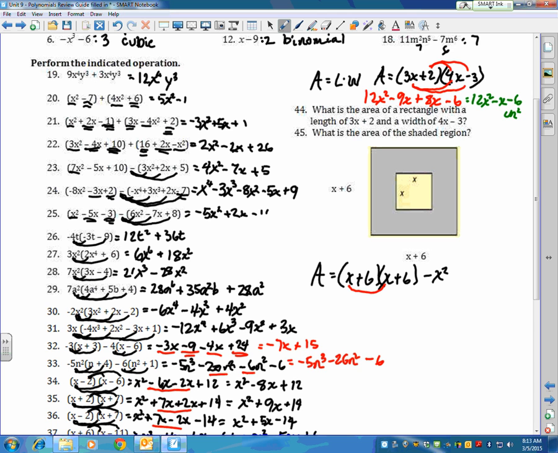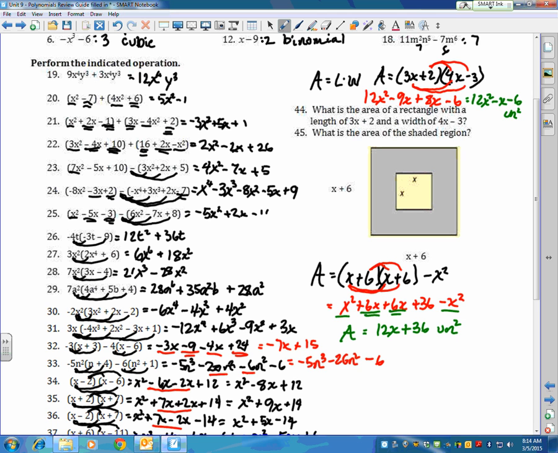So we are going to use FOIL. x times x is x squared. x times 6 is 6x. 6 times x is 6x. And 6 times 6 is 36. Bring down your minus x squared. Now you can do a couple of things at once. You're going to end up combining some things. You have x squared minus x squared. That means they cancel out. You could put 0x squared, but you don't need to. You're going to combine 6x and 6x, giving you 12x plus 36. That means your area is 12x plus 36 square units.